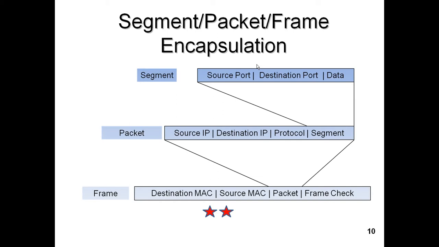The first type of address that's up here in the segment, which is also layer 4, or the transport layer, is the source port and the destination port. Now, I call them software ports. You can think about these software ports kind of like cable TV coming into your house. You've got a cable TV service coming in.